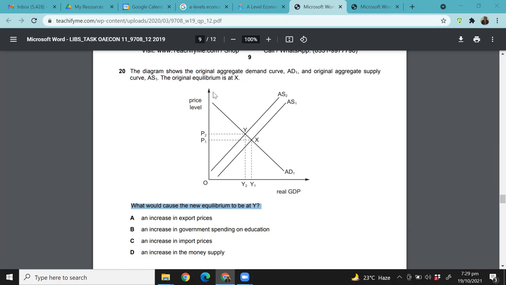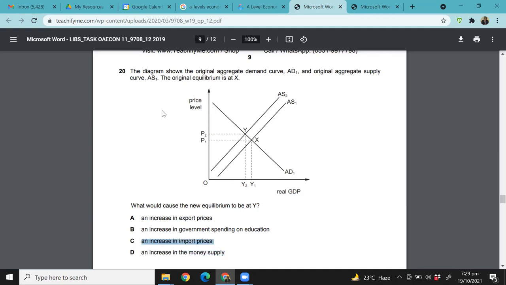Okay, so you think it's the increase in import prices. Increase in government spending will affect aggregate demand. If the government spends more on education, then your aggregate demand should increase. Increase in export prices should shift the aggregate demand to the left. That's correct. Increase in money supply, we said, will increase your aggregate demand. So that can't be the option.